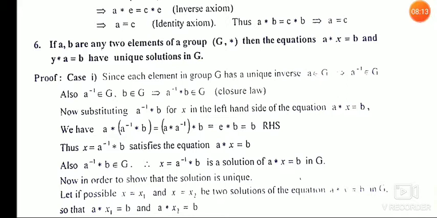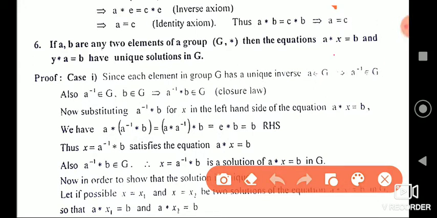What they're telling us here is, if A belongs to G, B belongs to G, and A star X is equal to B, then there will be a single element, a unique solution for X. There will be a unique answer for X. X cannot have two separate answers. For example, let's say one answer is 2 and another answer is 3. This is not possible. Either the answer should be 2 or 3 itself. We cannot have two answers for X for one element A and B.